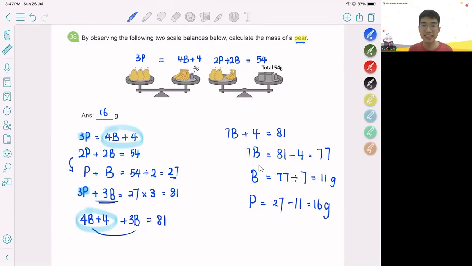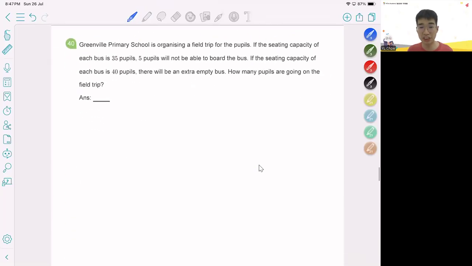All right. So this is one of the more challenging comparison and replacement questions. And yeah, hopefully this helps. Let's move on to our next question, which is an excess shortage problem. Now, for my MHA kids, you have already learned it recently in class. Now, let's read the question.